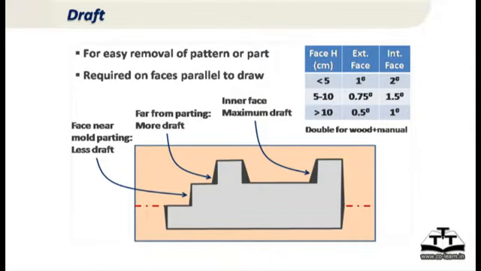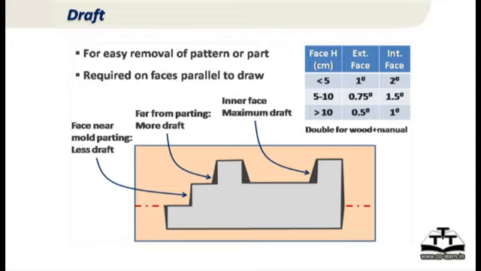Because when you pack the sand in the sand mold, or even in die casting, when the part grips the die because it is contracting around the die, you need much more force and much more leverage to be able to pull an internal face out. So any internal face will always have typically 50% to almost 100% more draft than an external face in the same location.